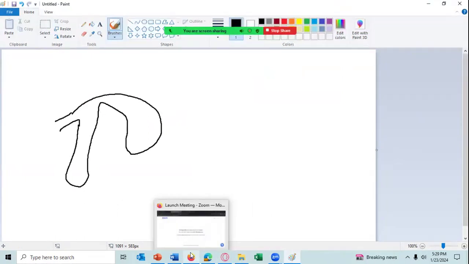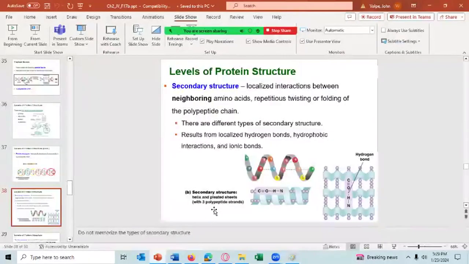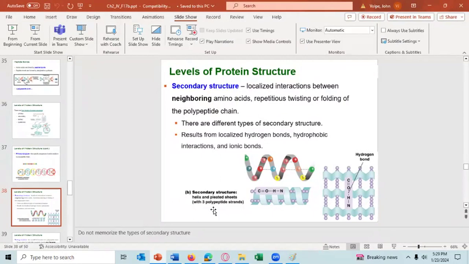The secondary structure, where do I have that? The secondary structure happens by localized interaction, where the different neighboring amino acids start reacting with each other. And I think your textbook and many internet sites say that the secondary structure only happens by hydrogen bonds. That isn't correct. It is true that hydrogen bonds are the primary way the secondary structure happens. However, there are other interactions that can cause the secondary structure.